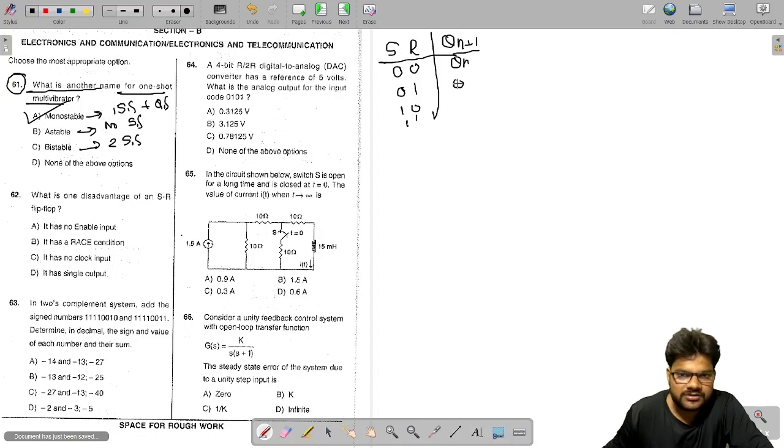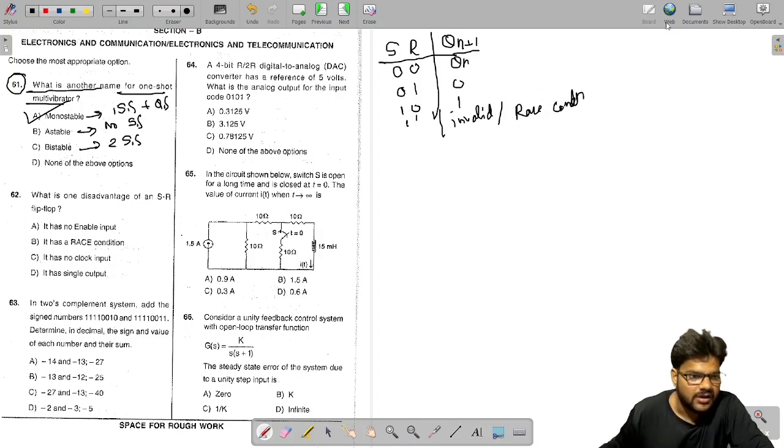For 01 the output is 0, for 10 it is 1, and for 11 it is an invalid output, and that is also called race condition. That is the only disadvantage of this SR flip flop. This is called race condition, and option B is race condition. So this is the disadvantage of SR flip flop.